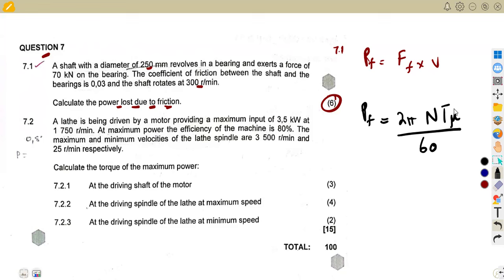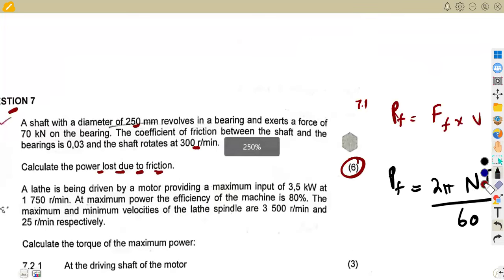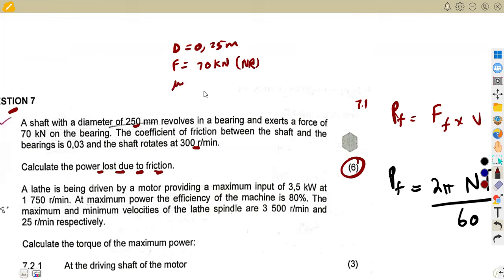Let us just take our information down. The diameter is 0.25 meters, after dividing by 1,000. The force on the bearing is our normal reaction, so this is 70 kilonewton. The coefficient of friction, remember, is the one that links the normal reaction and the frictional force. The coefficient of friction is 0.03, and it rotates at 300 revolutions per minute.